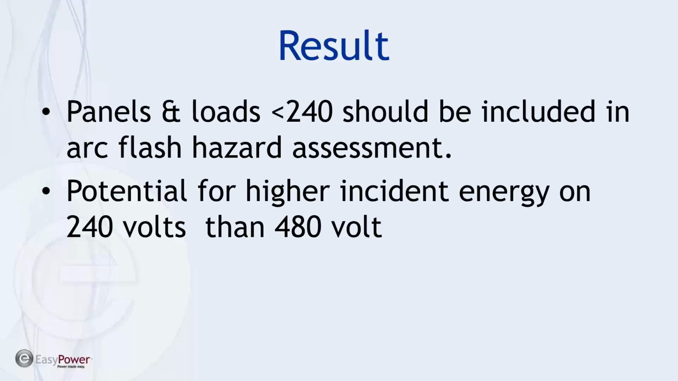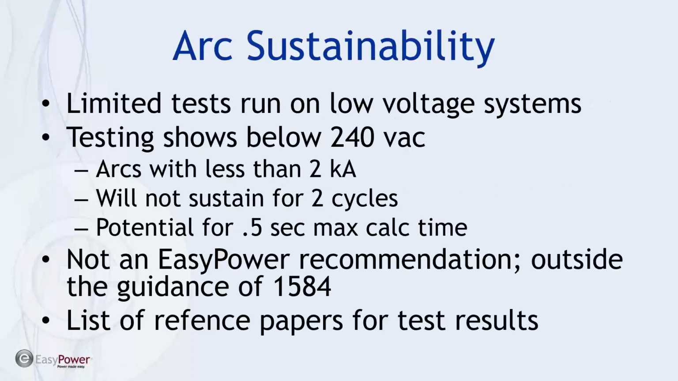Okay, let me take that discussion now further into what is usually referred to as arc sustainability. So the problem is, at low voltage, there was limited testing, even at the original standard and since then, as far as developing the model. But there are several papers that describe low voltage testing, and it's believed, or it's been proven, shown, that arcs with less than a 2000 amp available fault current will not actually even self-sustain for 2 cycles.